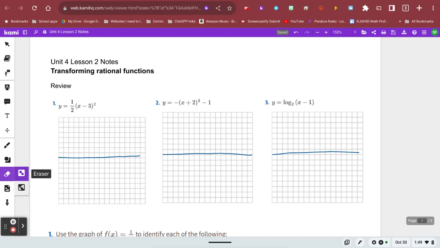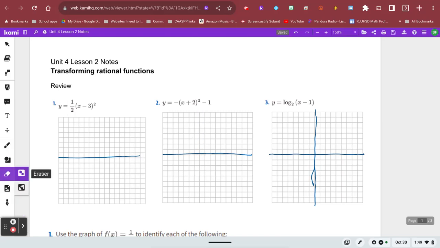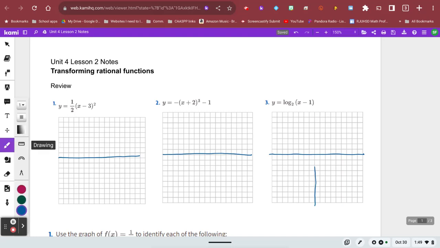That's not good. Should be closer to the line. My hand does not go. Let's try that again. Oops. Let's try that again.